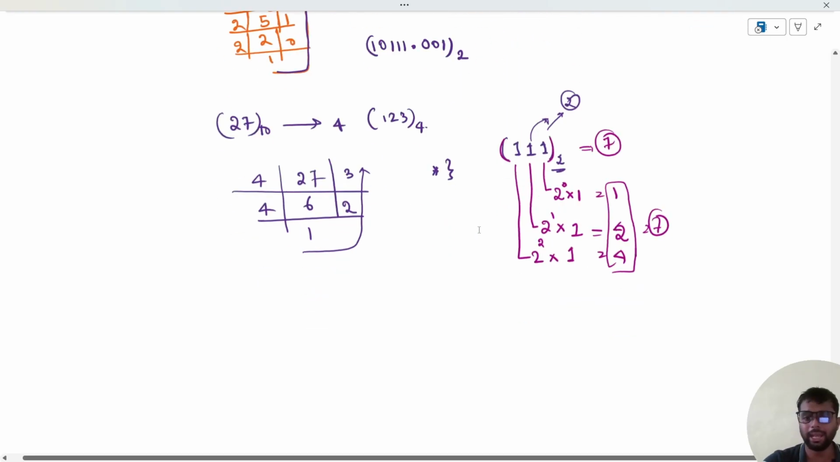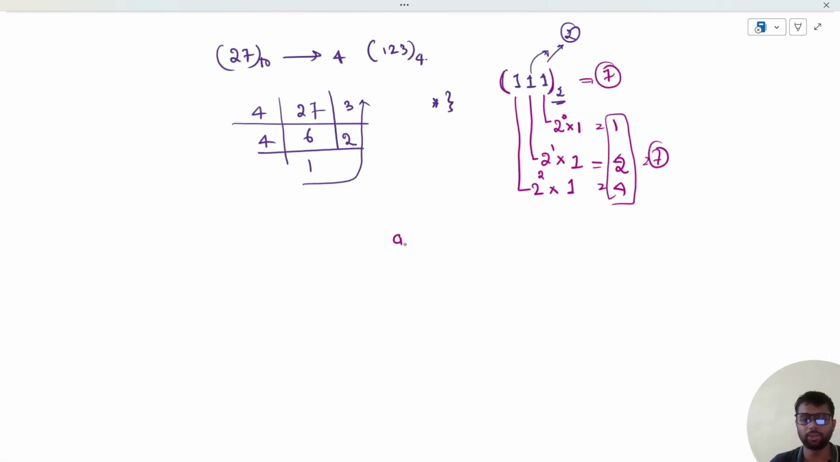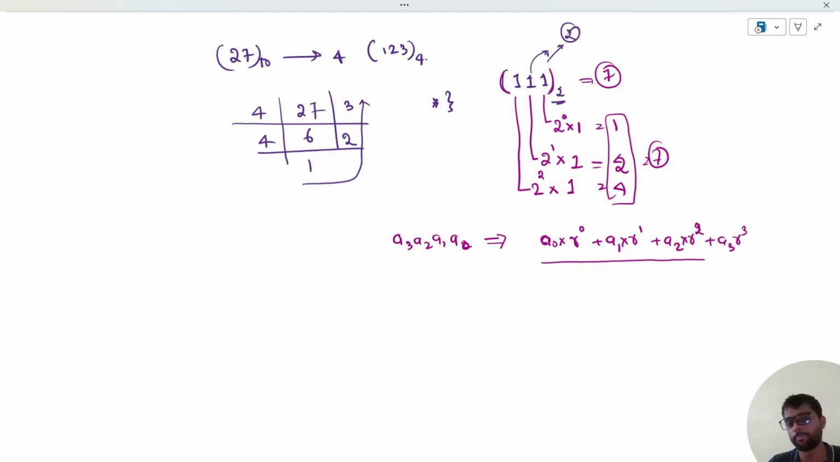So to convert any number, say suppose we have A3, A2, A1, A0, these may be any digits, 0, 1, 2, 3, 4, A, B, C, anything. And you are given the base, so to convert it, you have to take A0 multiplied by the base r to the power 0 plus A1 multiplied by r to the power 1 plus A2 multiplied by r to the power 2, plus A3 multiplied by r to the power 3, and so on. This is the conversion. For example, we have seen above 123, this was base 4.